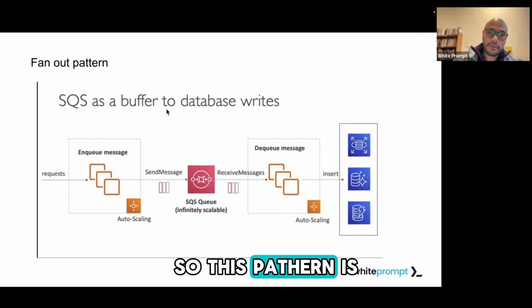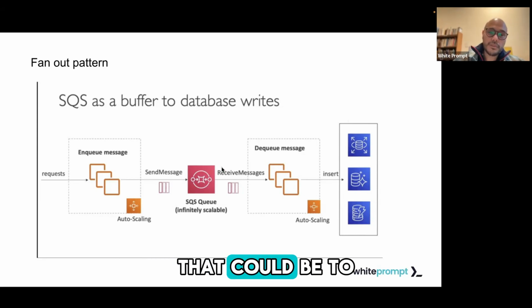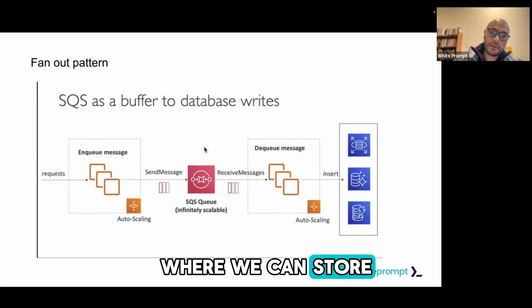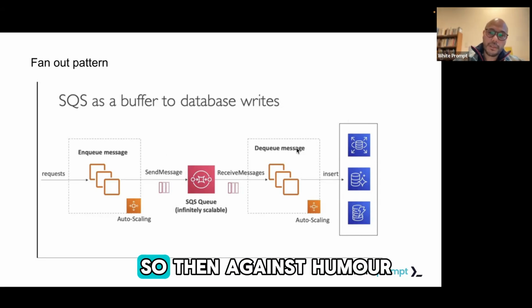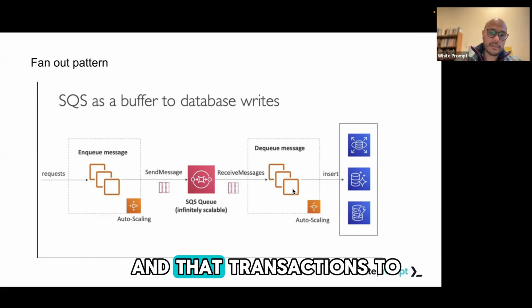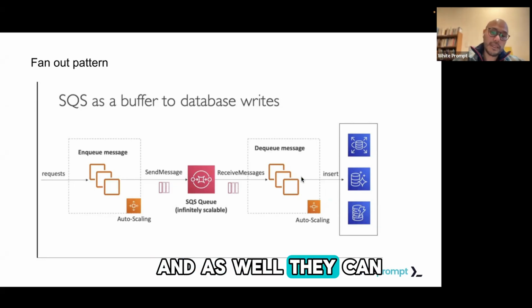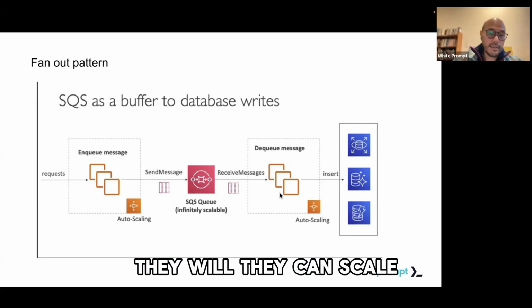So this pattern proposes one option, which is to insert a queue where we can store all the requests to be done. Then a consumer will process those transactions smoothly to the database, and they can scale as well.